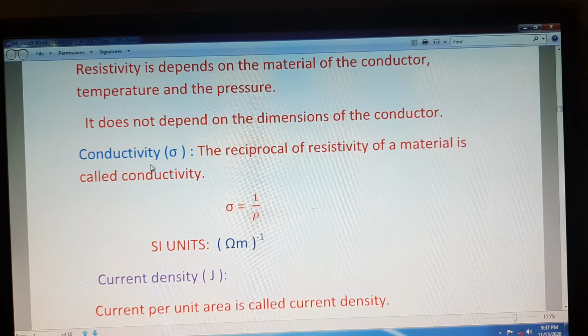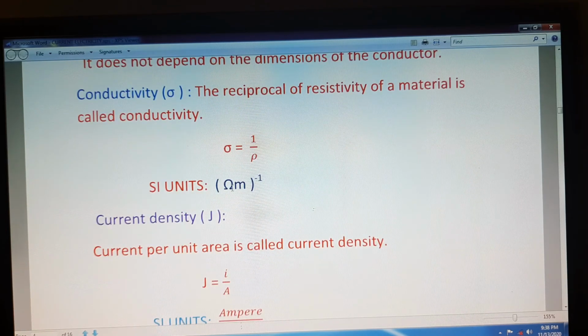We already know conductance is equal to 1 by R, meaning the reciprocal of resistance is called conductance. In the same manner, we can also define conductivity, which is represented by sigma. The reciprocal of the resistivity of a material is called conductivity. So sigma is equal to 1 by rho. 1 by R is the conductance of a conductor, whereas 1 by rho is the conductivity of the material. What are the SI units of conductivity? Ohm meter power minus 1.